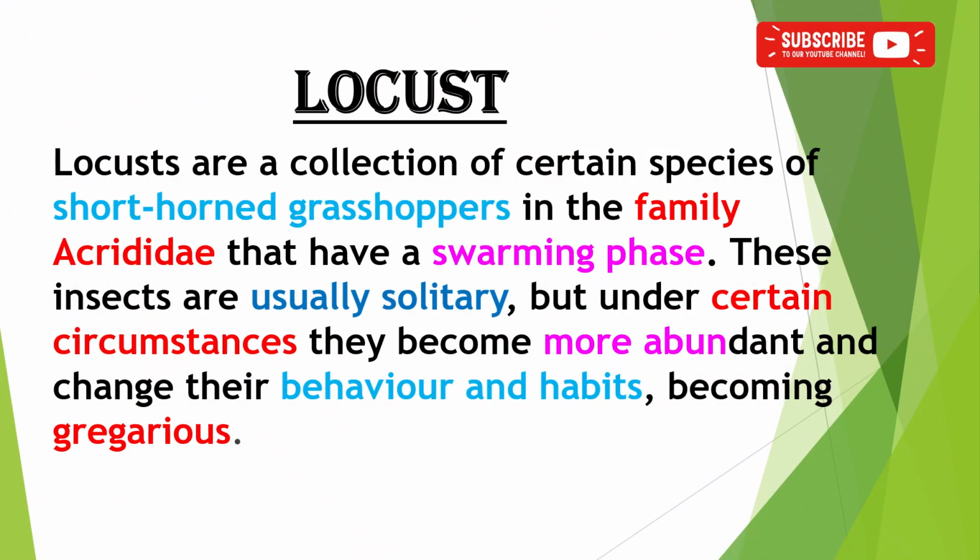Before knowing about the management of locust, what is meant by locust? Locusts are a collection of certain species of the short-horned grasshopper, which mainly belong to the family Acrididae, having a swarming phase. These insects are usually solitary, but under certain circumstances they become more abundant and change their behavior and habit, then become the gregarious form.